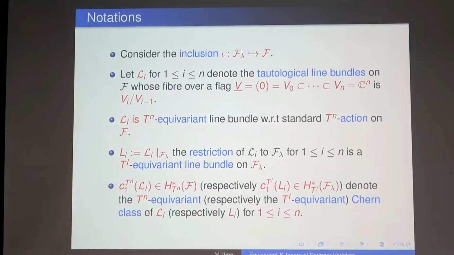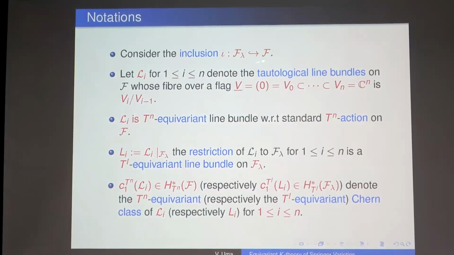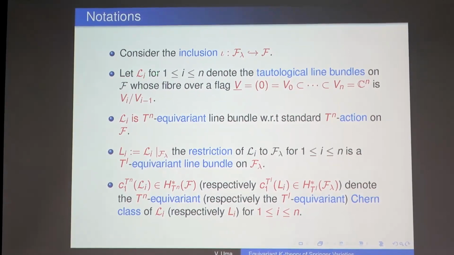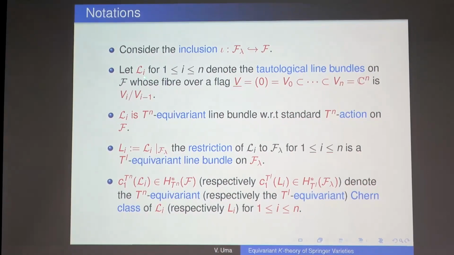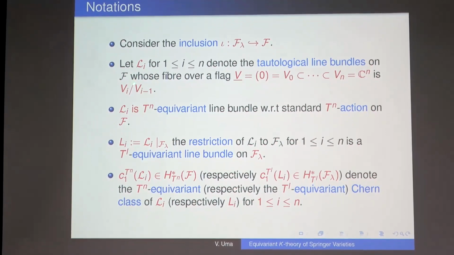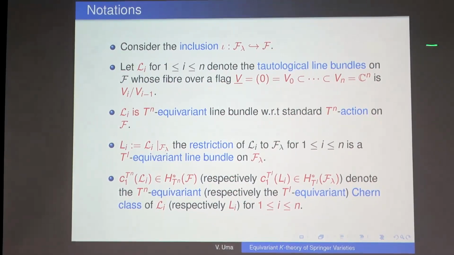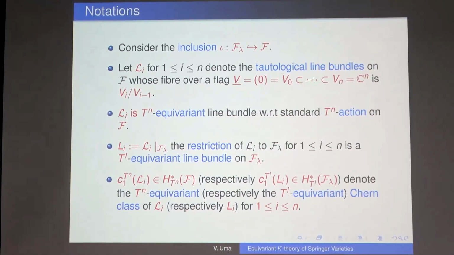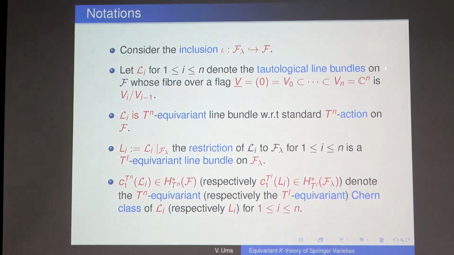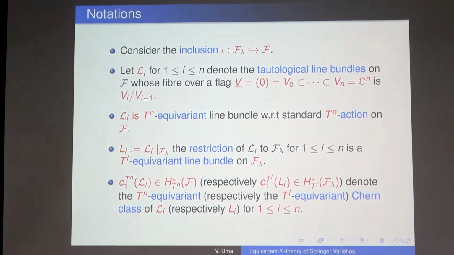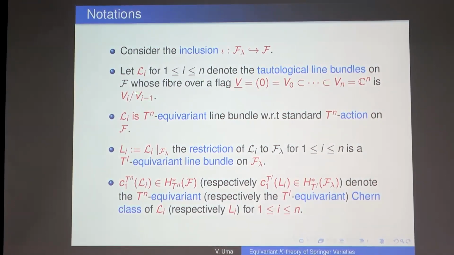So consider the inclusion iota of the Springer variety inside the full flag variety. On the full flag variety, we know that there are the tautological line bundles, namely the fiber over any flag for this line bundle is given by the quotient of these vector subspaces, where V_{i-1} and V_i are the subspaces in the flag. So the fiber is V_i mod V_{i-1}. These are called tautological line bundles on F.